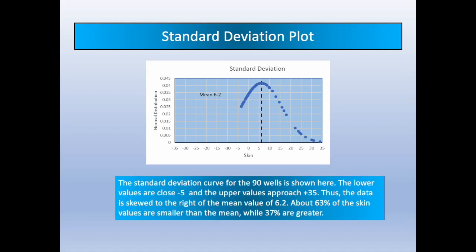The standard deviation curve for the 90 wells is shown here. The lower values are close to -5 and the upper values approach +35. Thus, the data is skewed to the right of the mean value of 6.2. About 63% of the skin values are smaller than the mean, while 37% are greater.